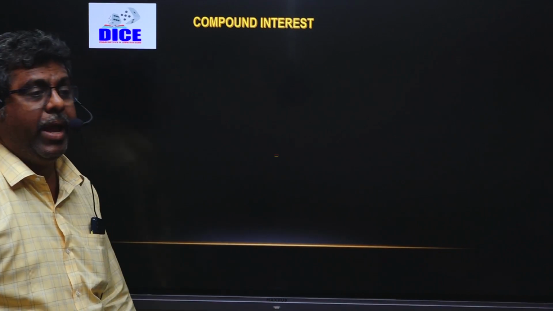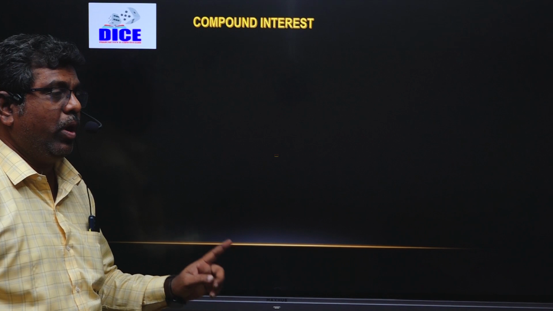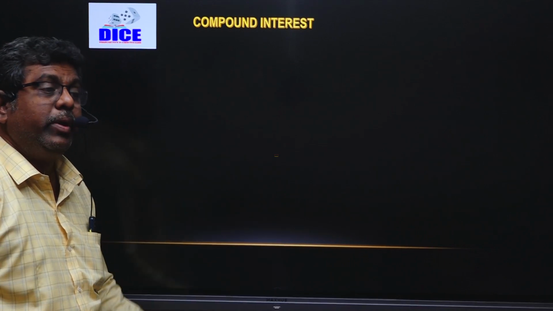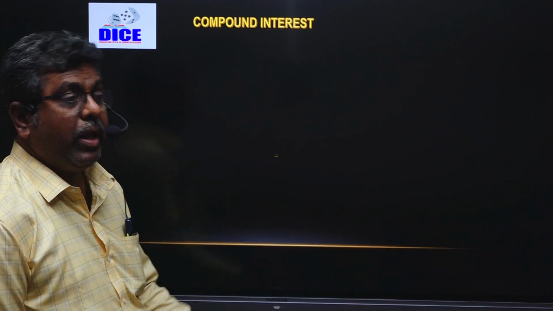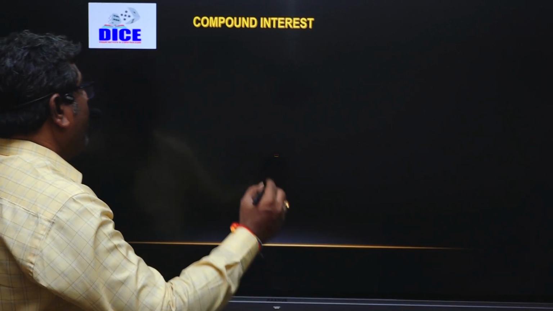Compound interest, we have no direct formula. In simple interest, the direct formula is SI is equal to P into R into T by 100. But in compound interest, there is no direct formula. First of all, you would find out the amount. After finding the amount, we can find out the interest. That is the process. So, what is the formula for amount A?